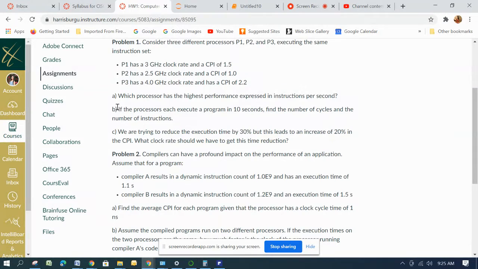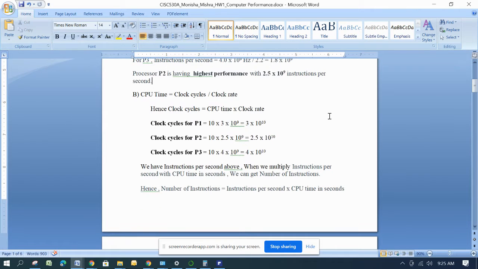It is asking, if the processors each execute a program in 10 seconds, to find the number of cycles and the number of instructions. So we can use the same formula that we used before. For clock cycles, the formula is CPU time into clock rate. We multiply the CPU time, which has been given as 10 seconds, into the clock rate: 3 gigahertz for processor 1, 2.5 gigahertz for processor 2, and for processor 3 it is 4 into 10 to the power 9, that means 4 gigahertz. So these are the clock cycles of the three processors.